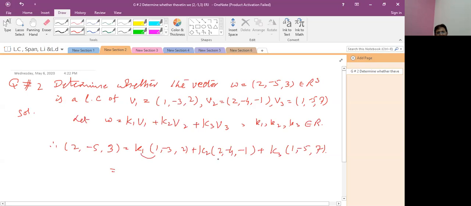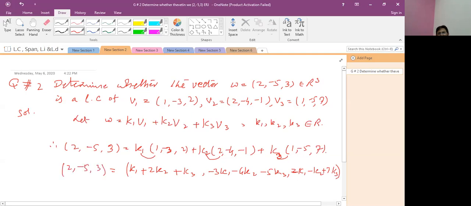K1 multiplied by 1, 2 times of K2 and K3 multiplied by 1. So it means the first expression is K1 plus 2 times of K2 plus K3. The second one is minus 3 multiplied by K1, minus 4 multiplied by K2, and minus 5 multiplied by K3. Now the last one is 2 times of K1 minus K2 plus 7K3, which is equal to this.